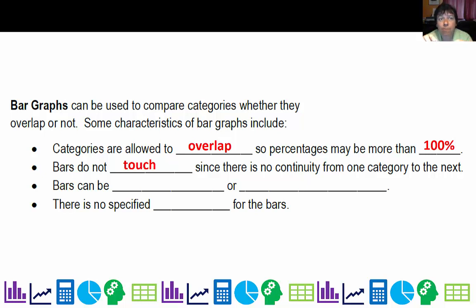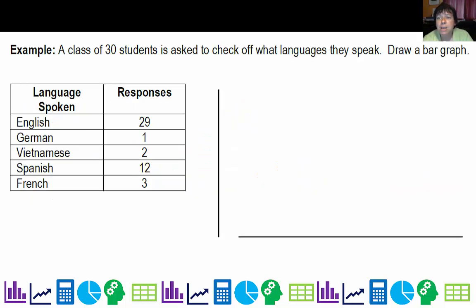Whereas when we do a histogram, when we're looking at the grades and we had 59.5, the number that comes next is right after 59.5. So there's a natural continuity with the histogram that we don't have with categories. Now, bars can be vertical or horizontal, and there is no specified order for the bars, like I was just saying. The histogram has an order, but with the bars, there's not. So here's a class of 30 students, and we asked them to check off what languages they speak, and we're going to make a bar graph.